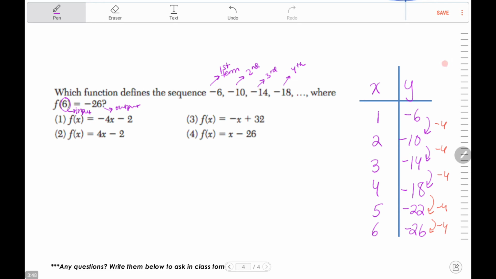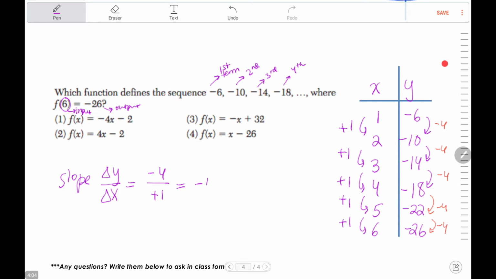So we need to figure out which equation makes sense. Well, what is our slope? Our change in x was +1, and our slope is the change in y over the change in x. So we have -4 divided by +1, which is -4. This should be the slope in my equation. Let's look at our problem. The only one that has our slope of -4 is answer choice 1.